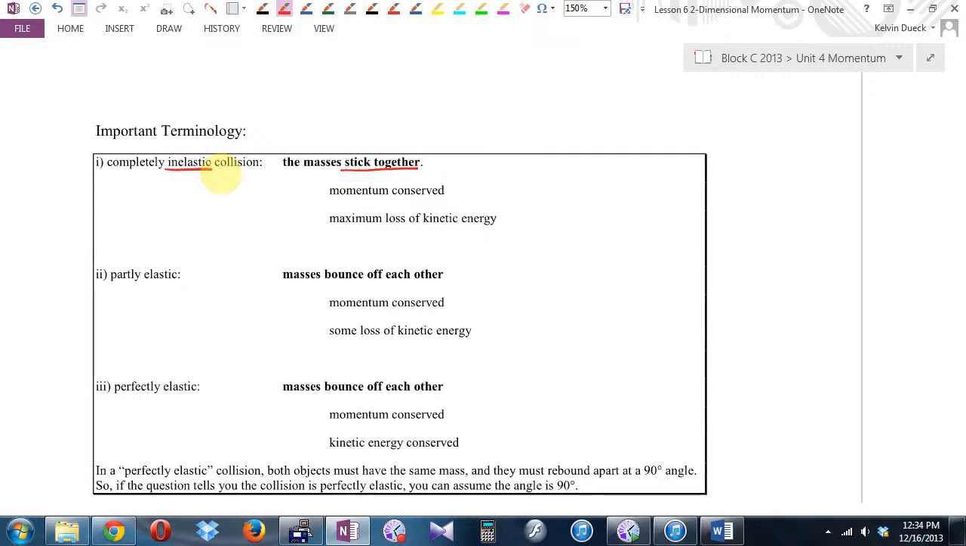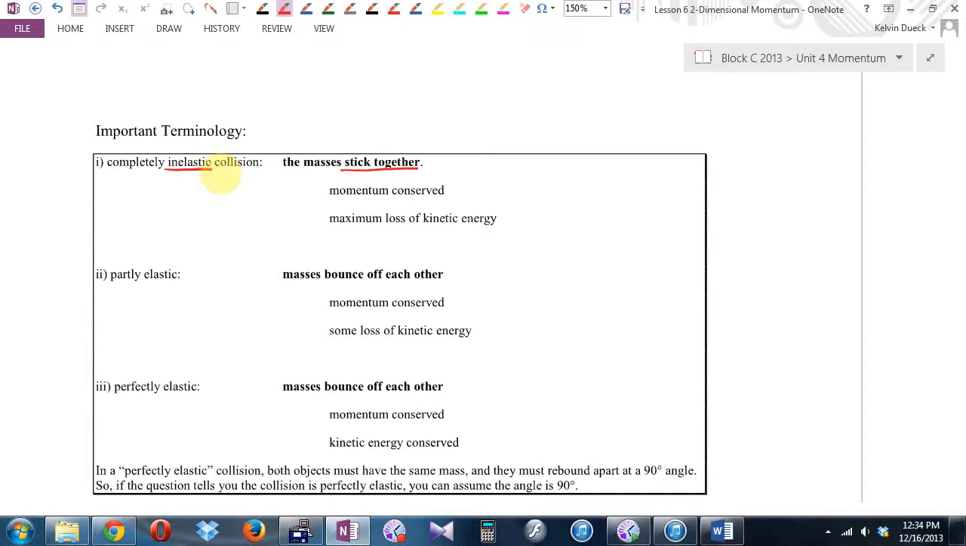And momentum is conserved, but for what it's worth, this is when you lose the most kinetic energy because lots of energy goes into bringing the mass that's stuck together to a stop. For example, in the ballistic pendulum, the bullet that we just did, yes, they moved off together, but that bullet lost almost all of its kinetic energy. It had to go somewhere. Oh yeah, it went into heat.